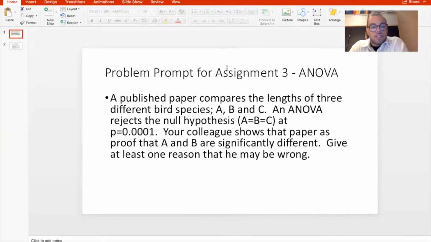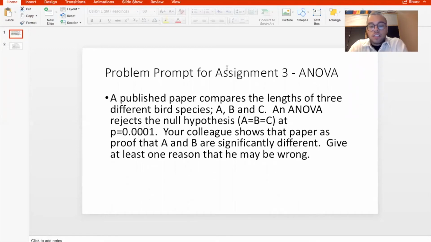Hi, so this is the problem explanation for assignment number 3, ANOVA for biostatistics. The prompt of the question is as follows. A published paper compares the lengths of 3 different bird species, A, B, and C. An ANOVA test rejects the null hypothesis A equals B equals C at p equals 0.0001.